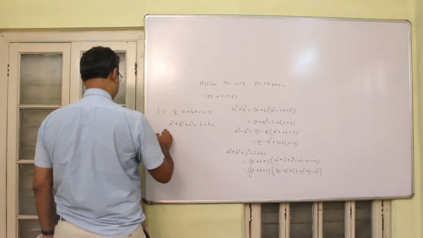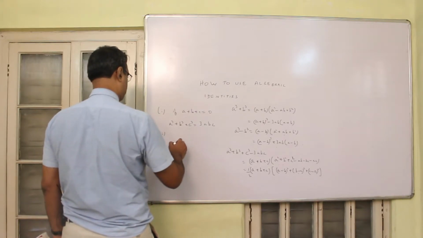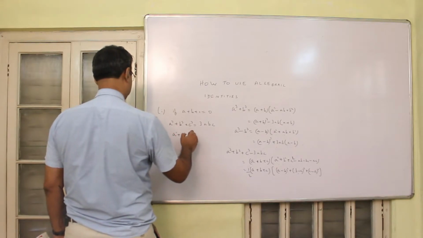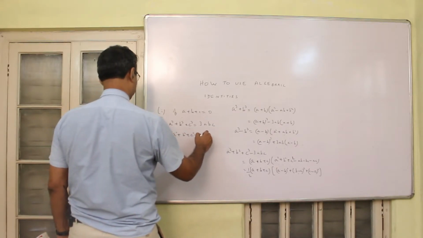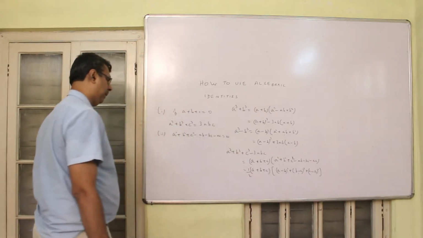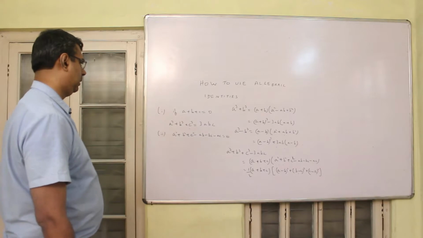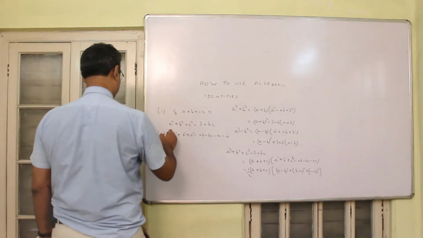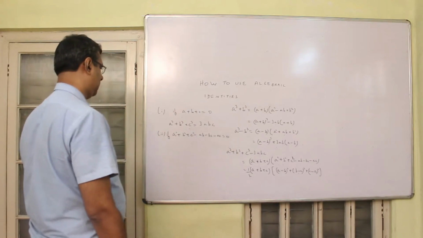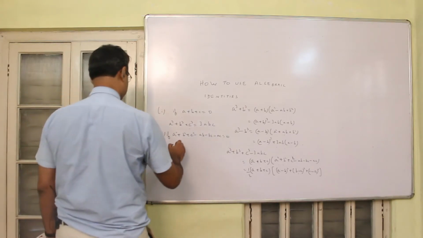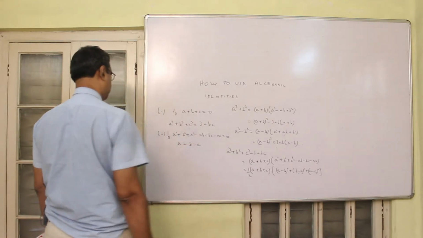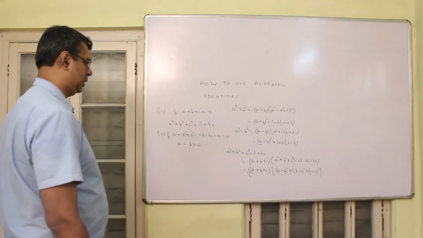The other thing is that suppose you are told in a particular question that a square plus b square plus c square minus ab minus bc minus ac is 0. Let's say you are told in a question that a square plus b square plus c square minus ab minus bc minus ac is 0. So you can easily conclude that a, b, c have to be equal to each other.